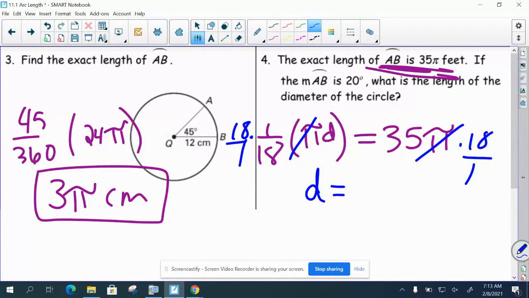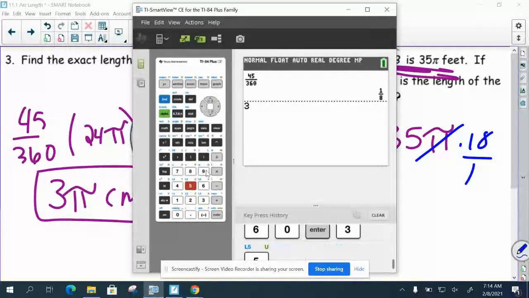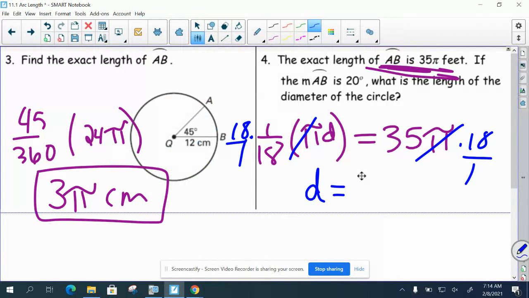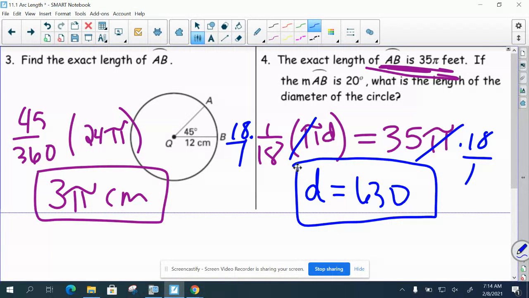Okay, so diameter then would be 35 times 18. 35 times 18 gives us 360. You might be thinking, well, that's kind of a lot, but the arc length was a lot for considering that the angle was so tiny. So that does actually make kind of a lot of sense.